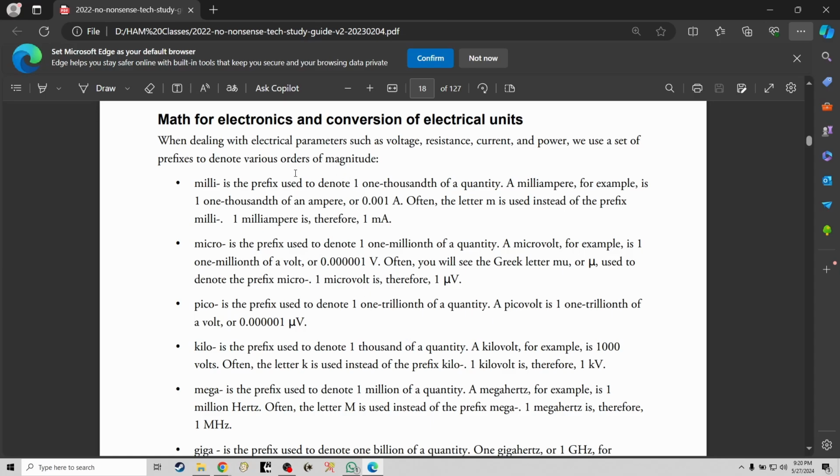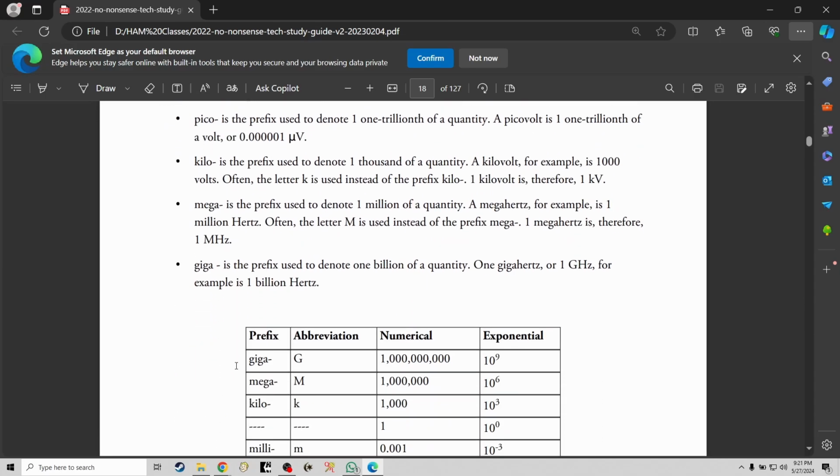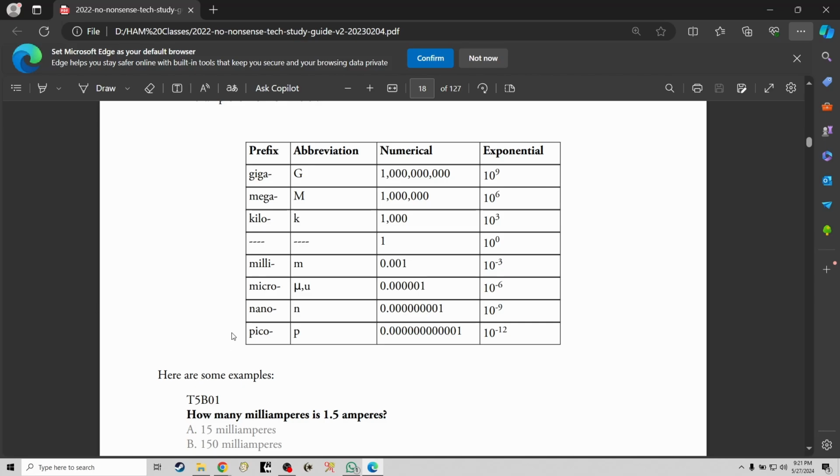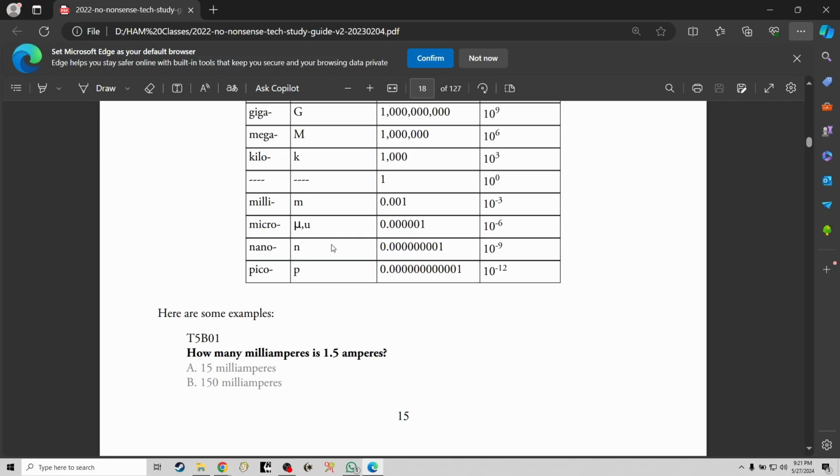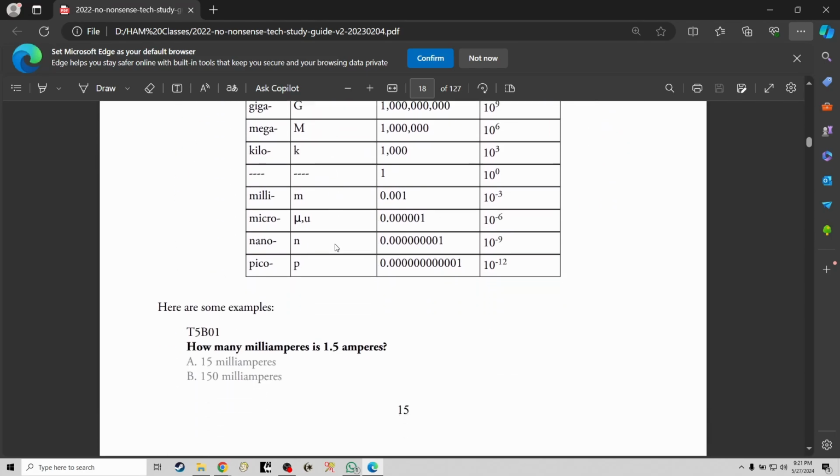Some examples of what a milli is, what a micro is, what a pico is, what they mean by pico and kilo and mega, and all the different terminologies that we use in radio and in electrical concepts. So you guys can, it's pretty self-explanatory, just kind of look over that real quick.